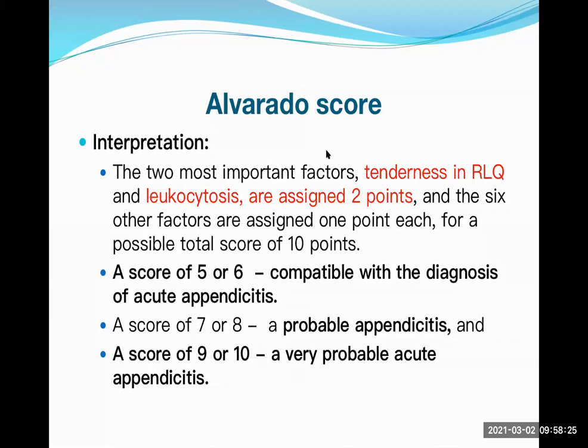Now, how to interpret it? See this. A score of 5 or 6 out of 10 is compatible with the diagnosis of acute appendicitis. Now, compatible means you are still a bit in doubt, it may be something else. A score of 7 or 8 is probable appendicitis, and your diagnostic chances are higher now. And a score of 9 or 10 is very probable acute appendicitis, so we are almost certain, yes, this is a case of appendicitis. So this is the interpretation of the Alvarado score. Better to remember this.